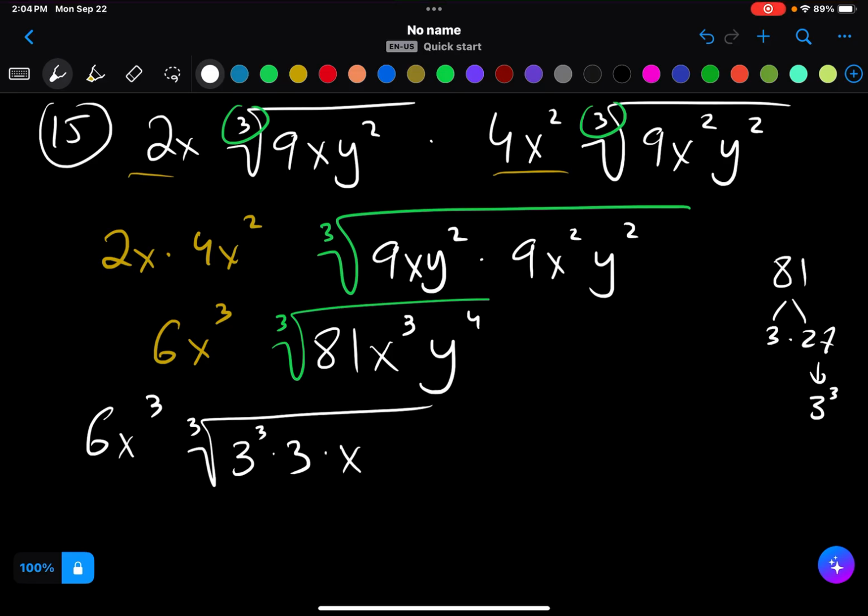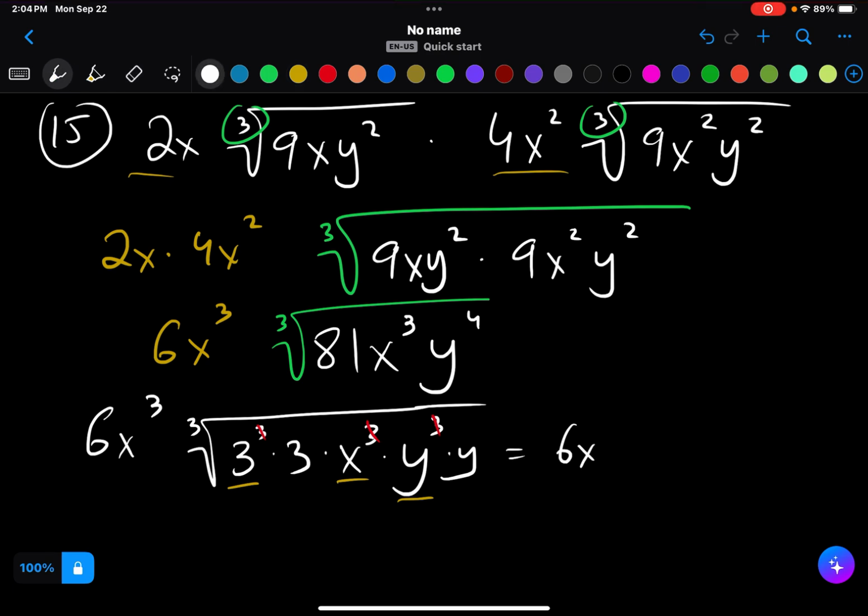X to the 3, that's perfect. But the y, I have to split it into a 3 and a 1. Now, everything that's a power 3 can cancel out and leave. So what's going to leave? These are going to leave. So, still have that 6x to the third power. And now, you're going to get yourself a 3, an x, and a y that leave. And underneath this power 3 radical, you have some things that are left behind, this 3 and this y.